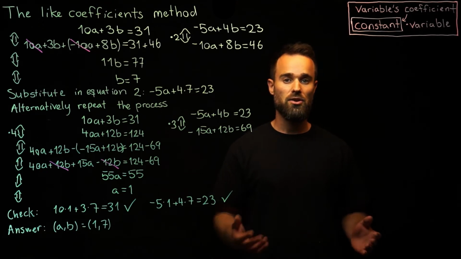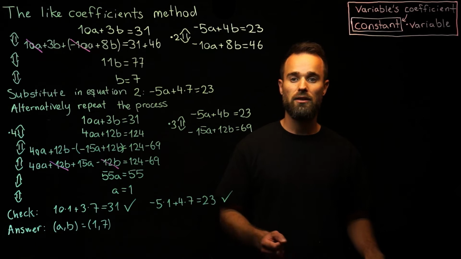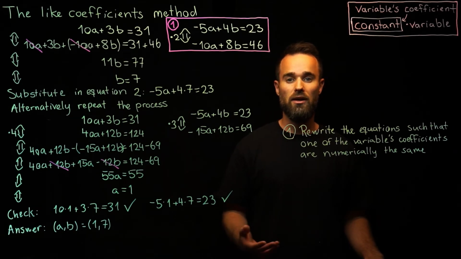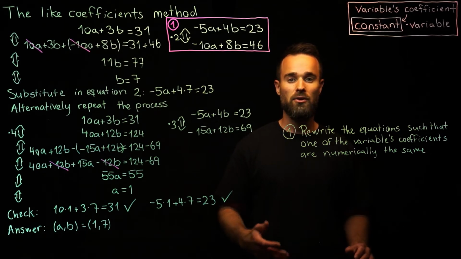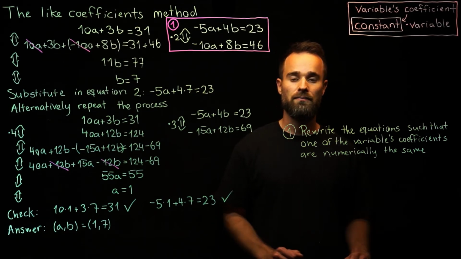These are the steps in solving a system of equations using the like coefficients method. 1. Rewrite the equations such that one of the variable's coefficients are numerically the same. Numerically the same means that the coefficients are the same except for the sign.